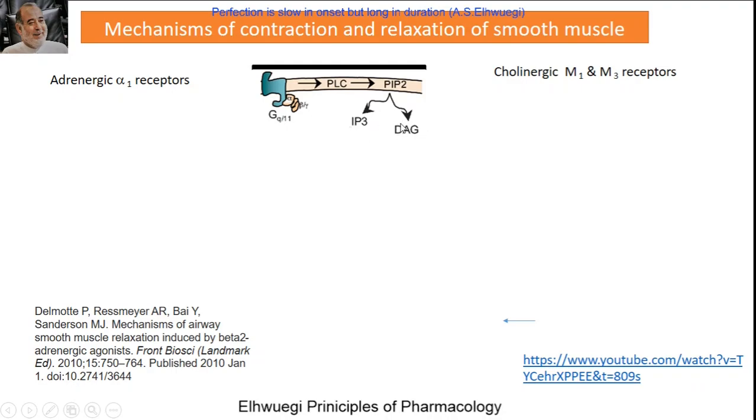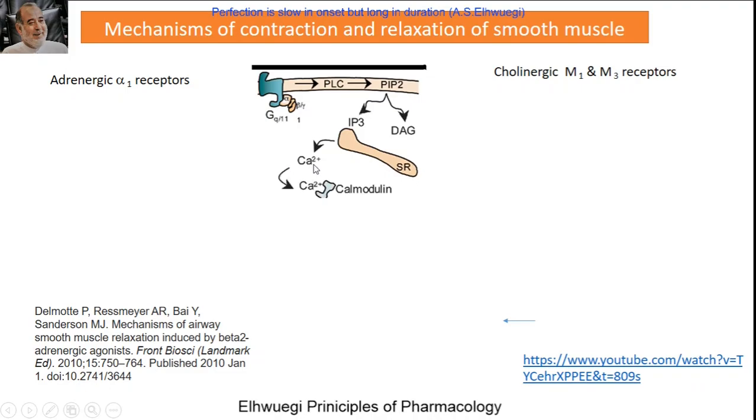DAG will act on cytoplasmic protein kinases known as protein kinase C, while IP3 will leak into the cytoplasm and bind to specific receptors known as IP3 receptors on the sarcoplasmic reticulum. These IP3 receptors are linked to a calcium channel. Once IP3 binds to this receptor, the calcium channel will open and calcium will rush out from the sarcoplasmic reticulum into the cytoplasm. Once calcium is free in the cytoplasm, it will interact with calmodulin, which is present in the cytoplasm, and form a calcium-calmodulin complex.